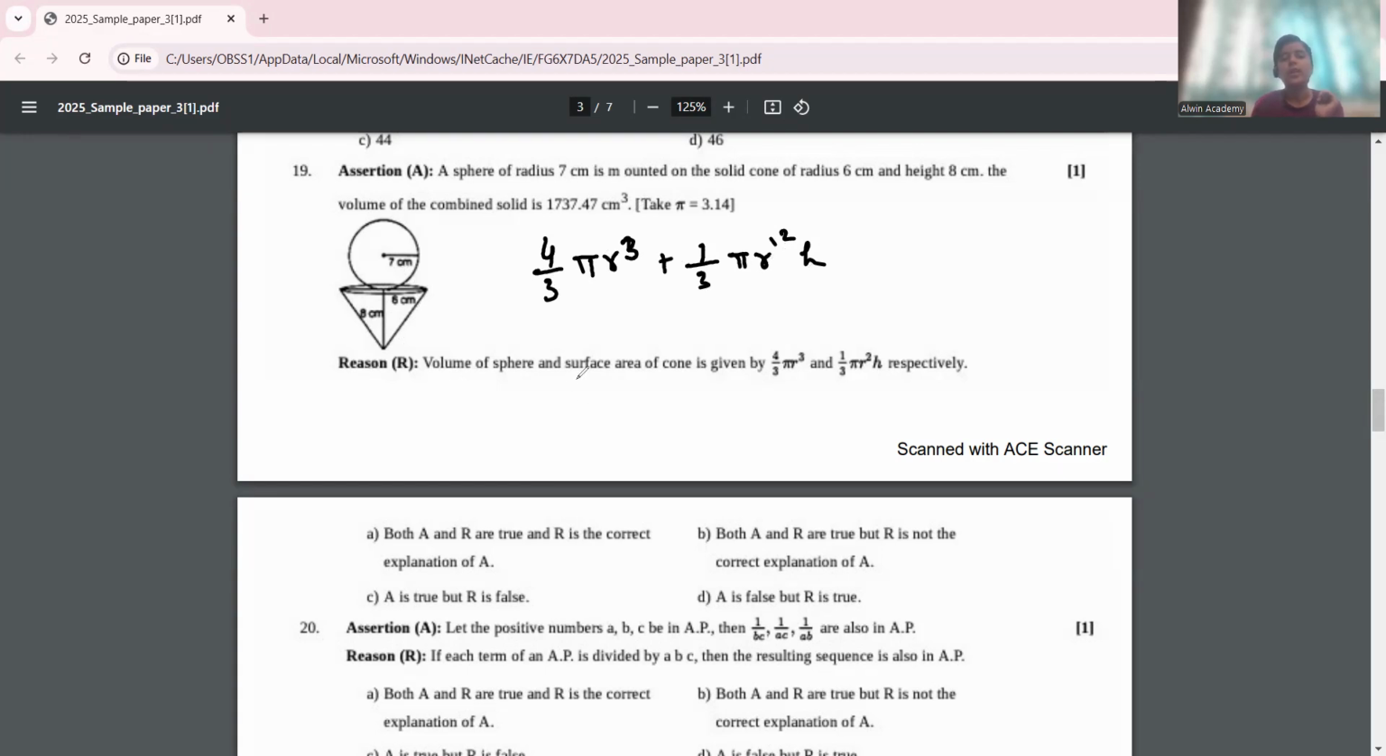The volume of sphere and surface area of cone. Now volume of sphere is given by 4 by 3 pi r cube, correct, but is the surface area of a cone given by 1 by 3 pi r square? That's no. 1 by 3 pi r square h is the volume of a cone. Thus, reason is false, and there is only one option in which we have reason as false. Option number C. Thus, we do not need to check it, but the assertion is actually correct.